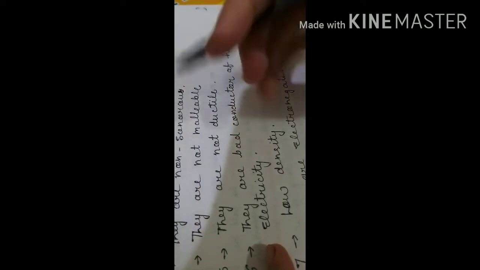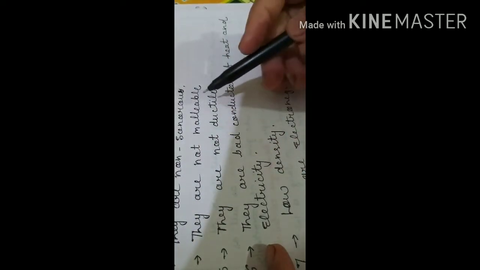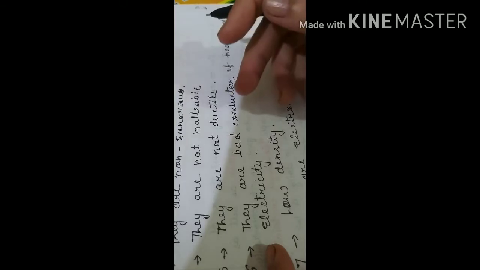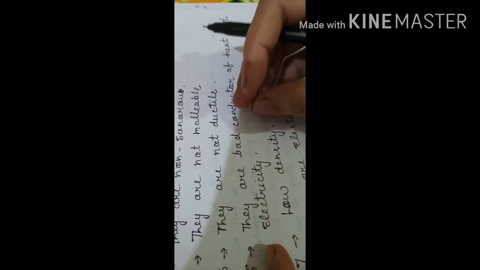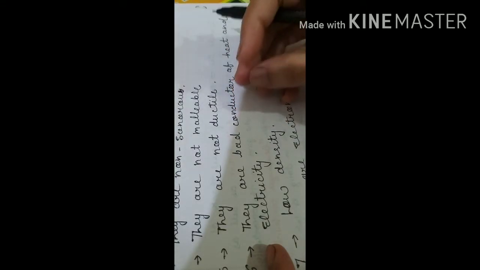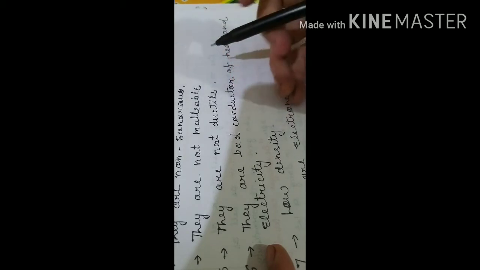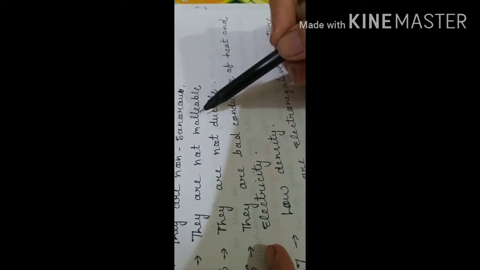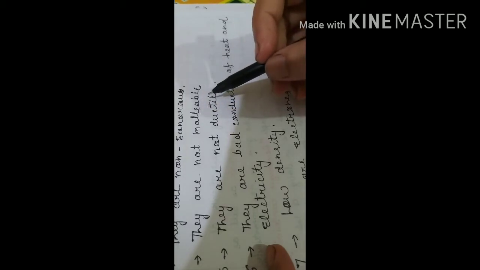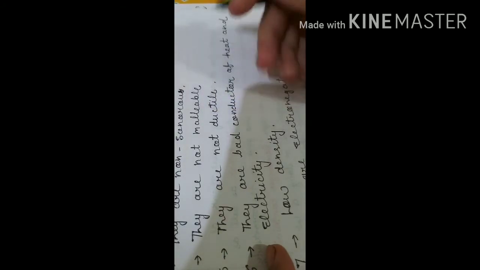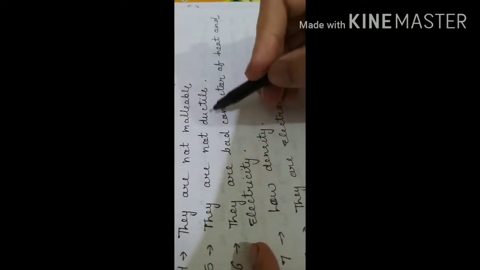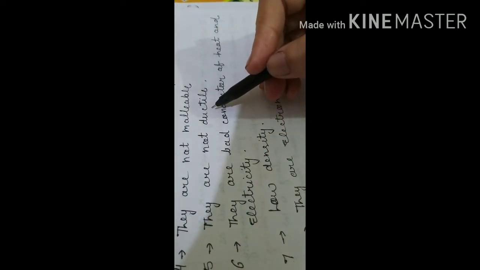Now the next property, they are not malleable. Not malleable means simply that gases or liquids cannot be converted into a thin sheet on beating with a hammer. All the non-metals do not convert into a thin sheet, so they are not malleable. And the next one, these are not ductile. Simply you can say these are neither malleable nor ductile.